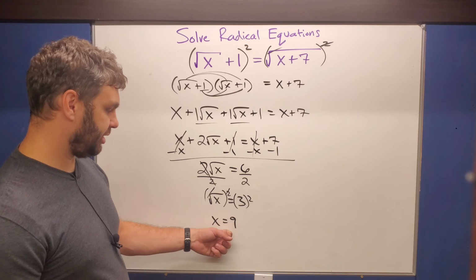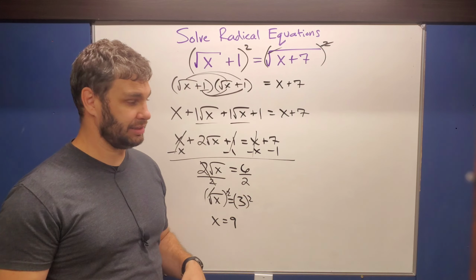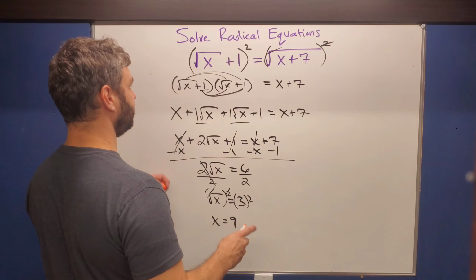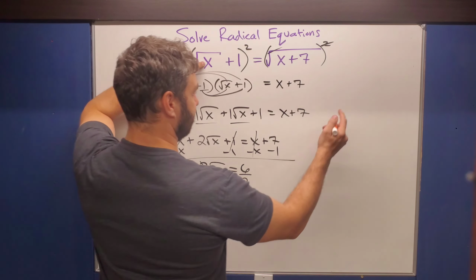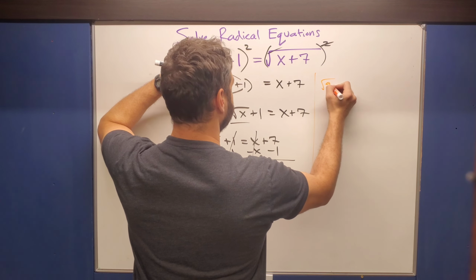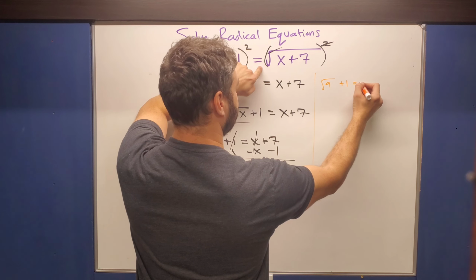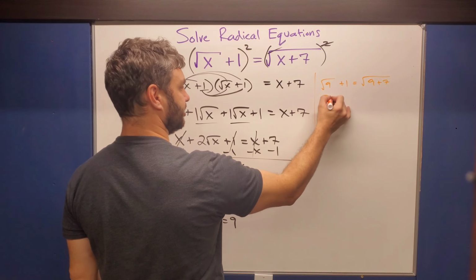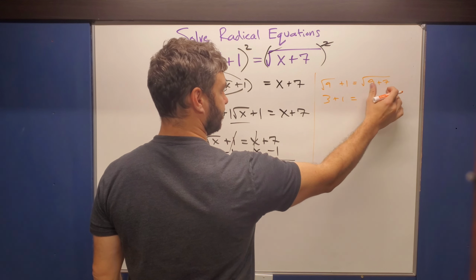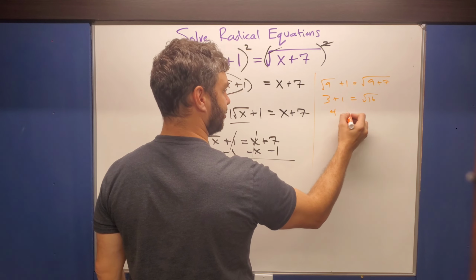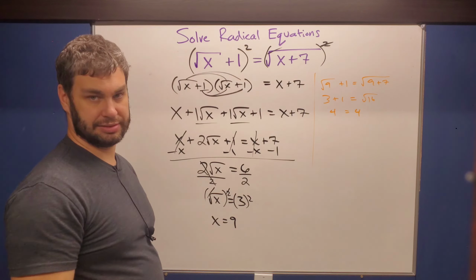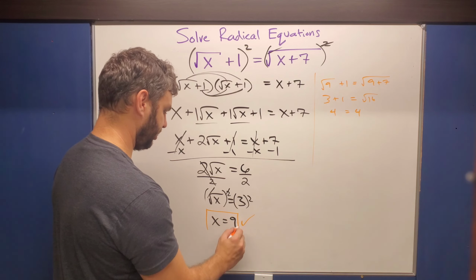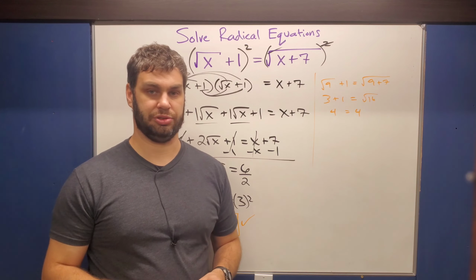All right, so I need to check to see if 9 is in fact a solution or not by putting it back into the original. We'll use my other marker for this. Let's try it here. Square root of 9 plus 1, does that equal the square root of 9 plus 7? So the square root of 9 here is 3. 3 plus 1 equals the square root of 16. And I have 4 equals 4. So yes, it does. Since that side equals the other, this is not an extraneous solution. It actually works, and it would be a real solution of your problem.